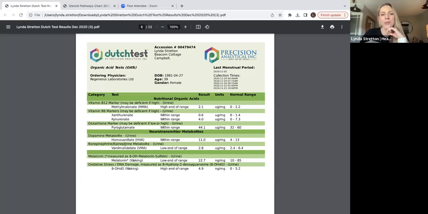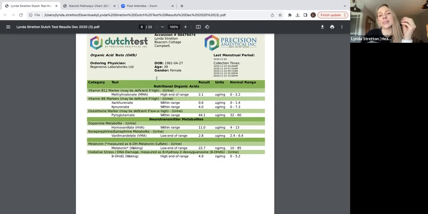There's a gut marker as well now. I've got biotin. There's a few more in here. But yeah, these are all basically relevant for hormones and adrenal health, and that's why they include them.